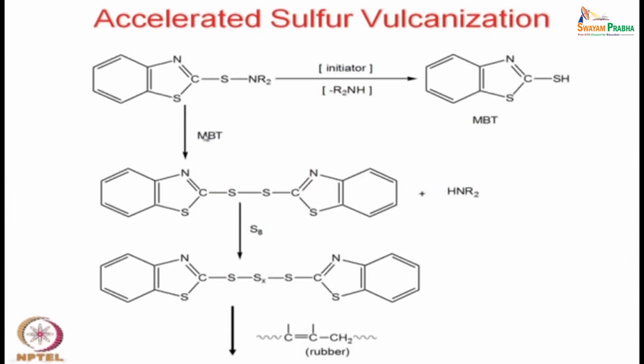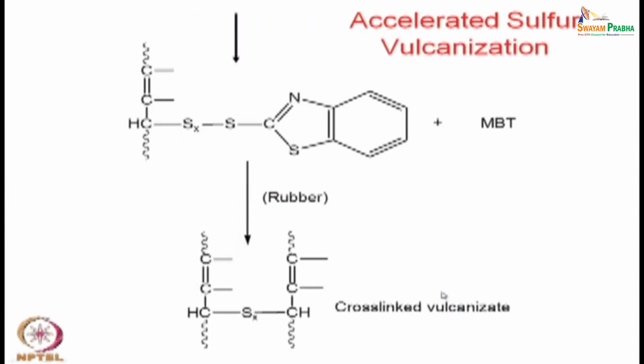Either this can come over here to form this MBTS, which reacts with sulfur S8 ring forming polysulfide. This polysulfide reacts with rubber to form this kind of linkage: this is accelerator moiety, this is sulfur linkage, polysulfide linkage, this is polymer chain, and ultimately it reacts with another rubber molecule forming this type of cross link. This is rubber molecule, this is rubber molecule, these two rubber molecules are linked with SX. So, this is a cross linked vulcanizate releasing this MBT.